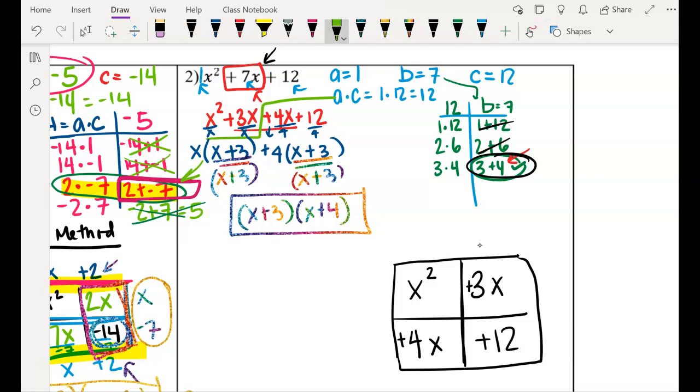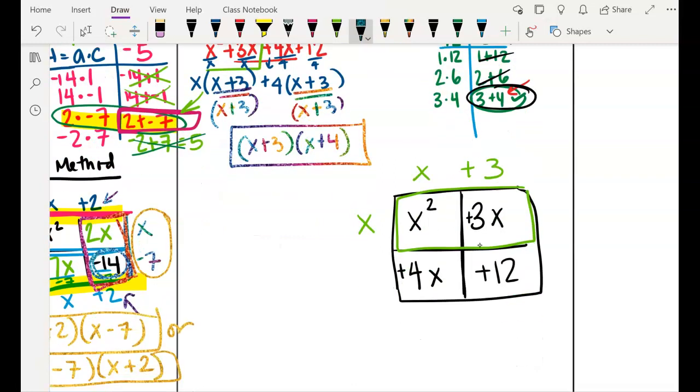So we are going to factor out these two boxes. That means x is what they have in common. We are left with an x and a positive 3. Next, we will factor out the bottom two boxes. Looks like they are going to give us 4. Positive 4 is what they have in common.